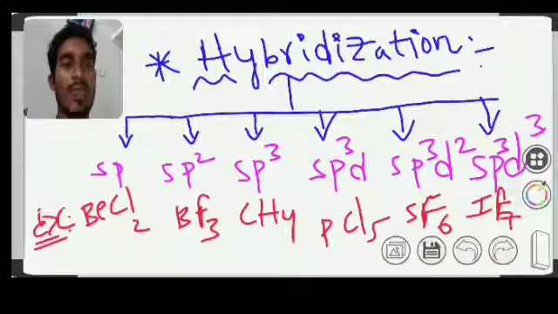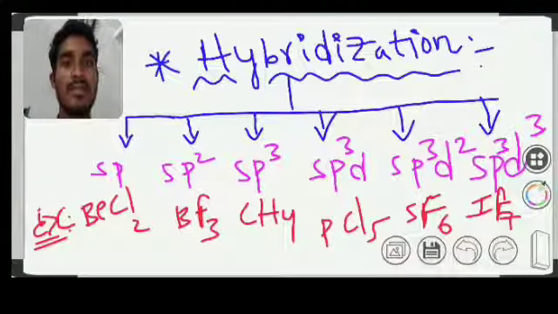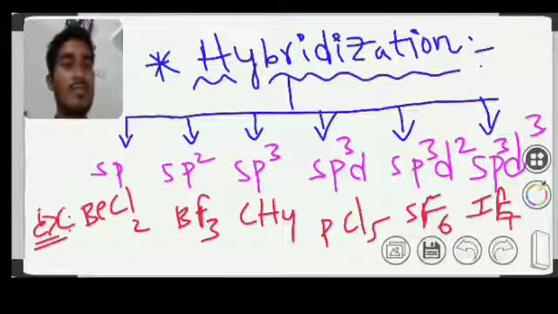Hybridization refers to the process of intermixing of orbitals of nearly equal energy to produce a new set of orbitals. These are called new hybrid orbitals, and this process is called the hybridization process. One atomic orbital and another atomic orbital combine together to form a new set of orbitals, and that we call hybridization.